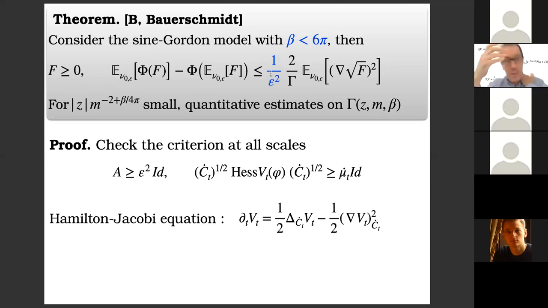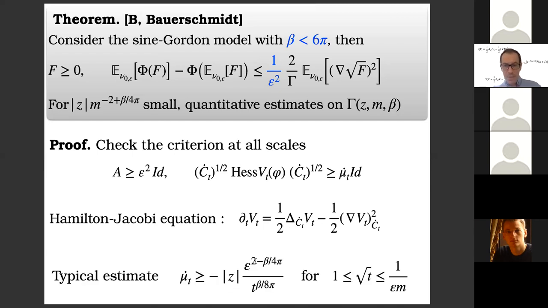So what is our strategy? Well, we're going to check the criterion I've explained before, and prove that the Hessian of the renormalized effective potential is larger than some constant mu dot t for any t. For that, we now have to look closely at the Polchinski equation and try to understand the evolution of this potential along this Hamilton-Jacobi equation. The typical estimate one gets is that this mu t dot is actually negative. It's always bounded by some negative constant.